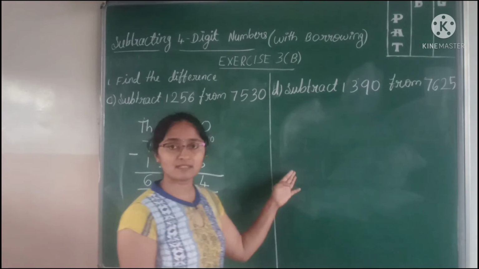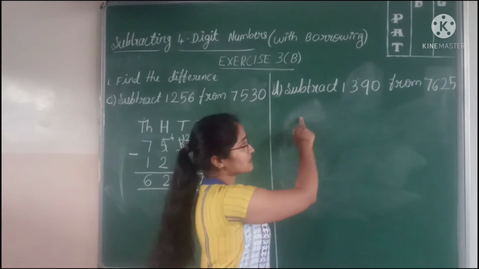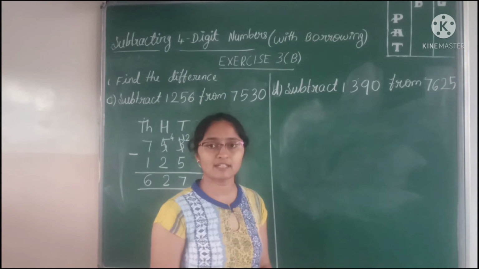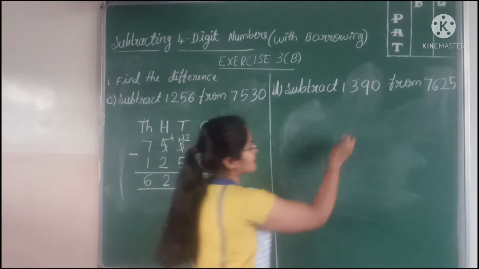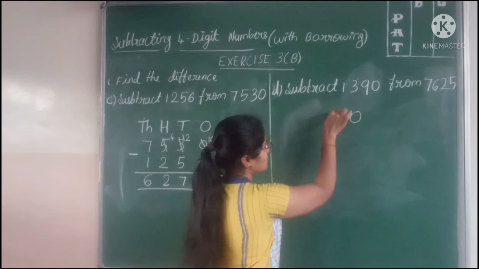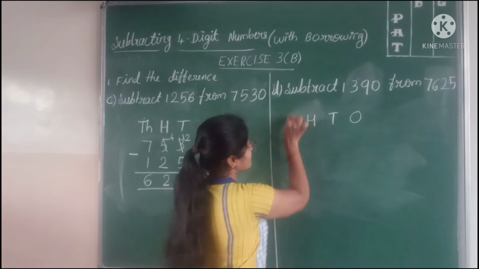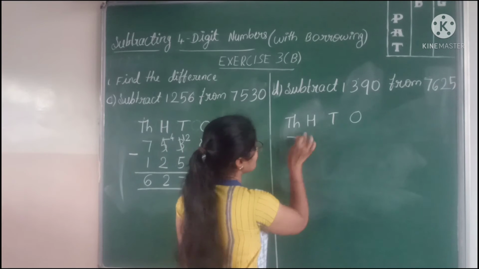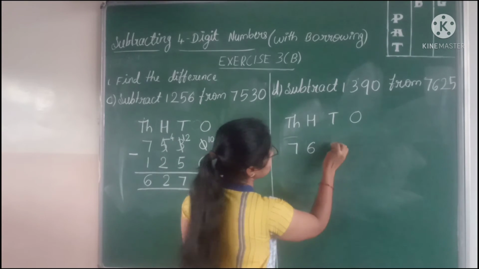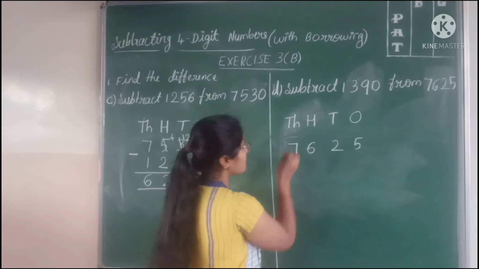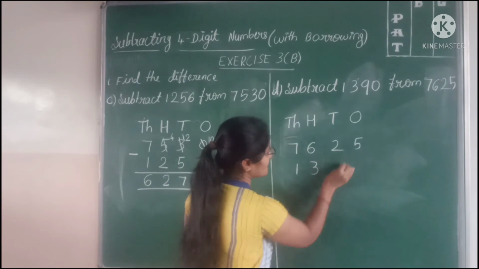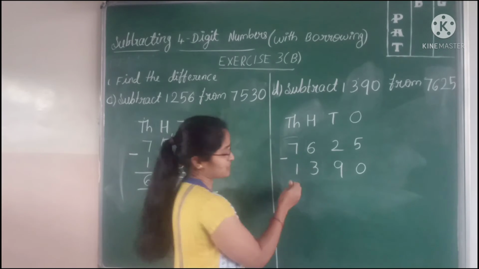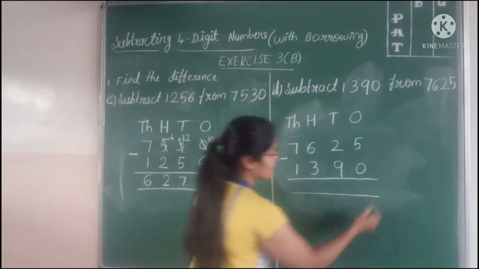Let us see the last sum, that is subtract 1390 from 7625. So let us write again the place value first, that is ones, tens, hundreds and thousands. Now write the bigger number, that is 7625, and the smaller number 1390 below the bigger number. Then write the subtraction sign after writing the numbers.